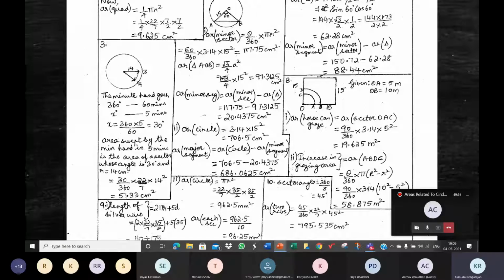All right, so here the question is only about the minute hand. Forget the hour hand, forget the seconds hand. The question talks only about the minute hand. The length of the minute hand of a clock is 14 centimeters. Find the area swept by the minute hand in 5 minutes. You should find the area.